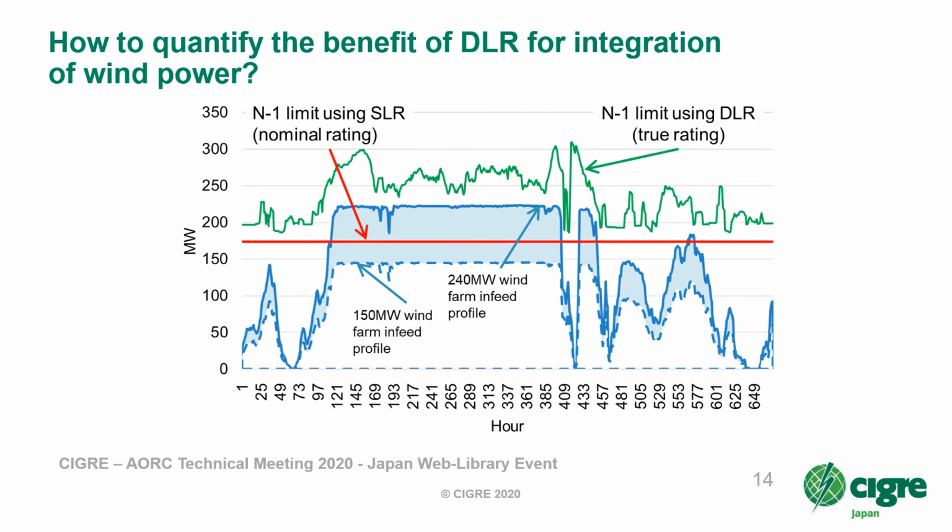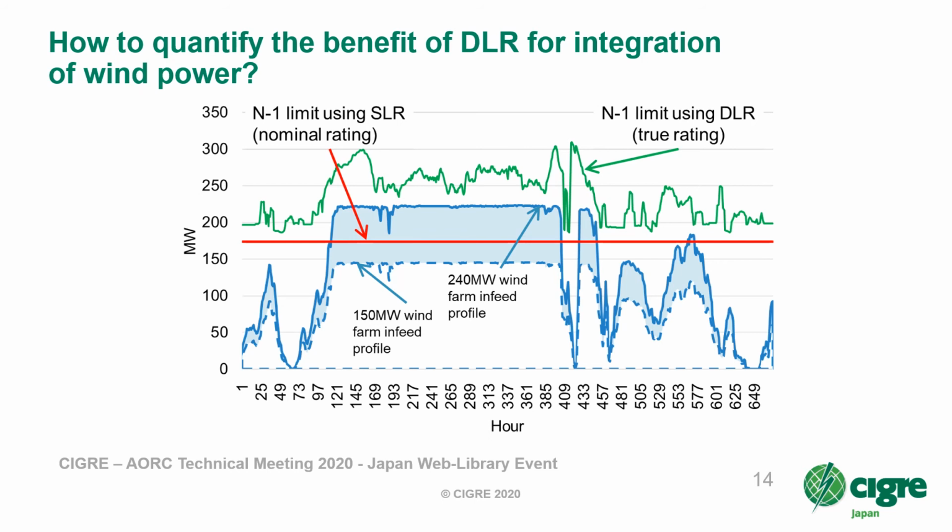The infeed from a 150 megawatt wind farm is shown as the blue dotted line. You see that it never exceeds the static rating, which is the red line. This means all of the production can be accepted by the grid and no curtailment results. However, if the grid operator is able to manage potential overloads with various congestion management options, maybe he will accept the connection of a 240 megawatt wind farm without waiting for the grid reinforcement. The infeed from a 240 megawatt wind farm is shown as the solid blue line. You see that this sometimes exceeds the static rating, which means the energy may be curtailed.